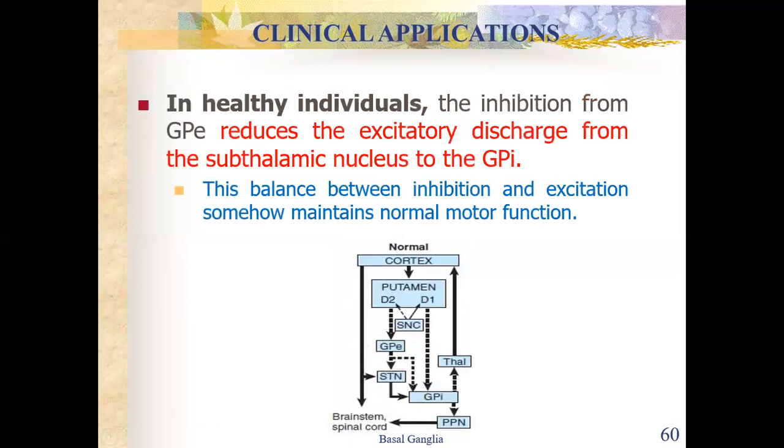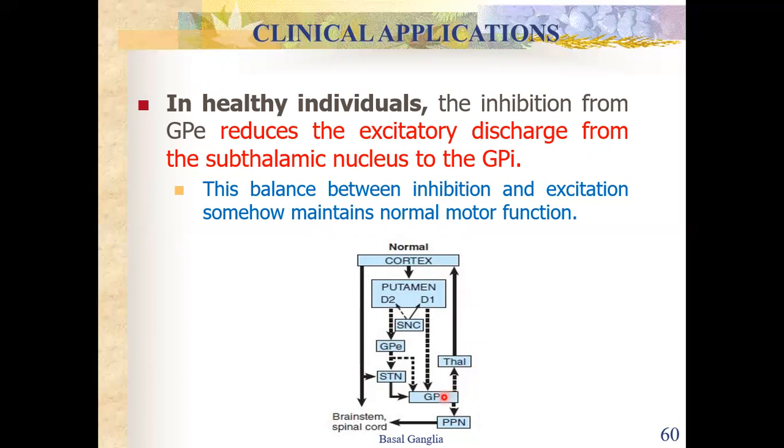In healthy individuals, the inhibition from the globus pallidus externa reduces excitatory discharge from the subthalamic nucleus. You can see the inhibitory discharge by way of the GABAergic pathway to the subthalamic nucleus. The subthalamic nucleus excites the globus pallidus interna. So the inhibition from the GPE reduces excitation from the subthalamic nucleus to the GPI, because the GPI also has inhibitory output to the thalamus, which directly excites the motor cortex, which controls movement.